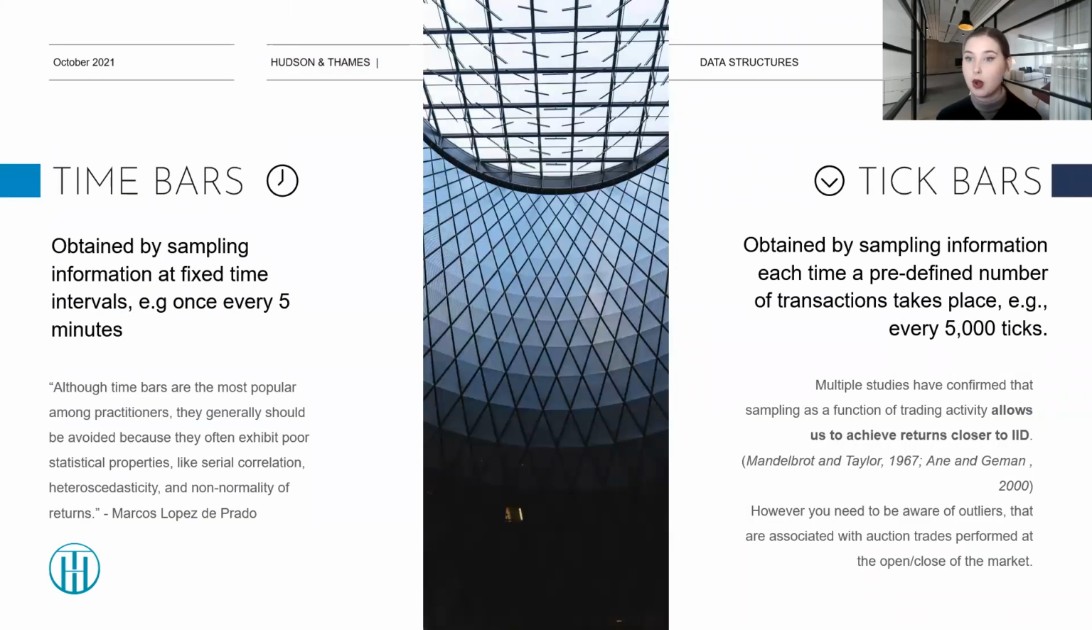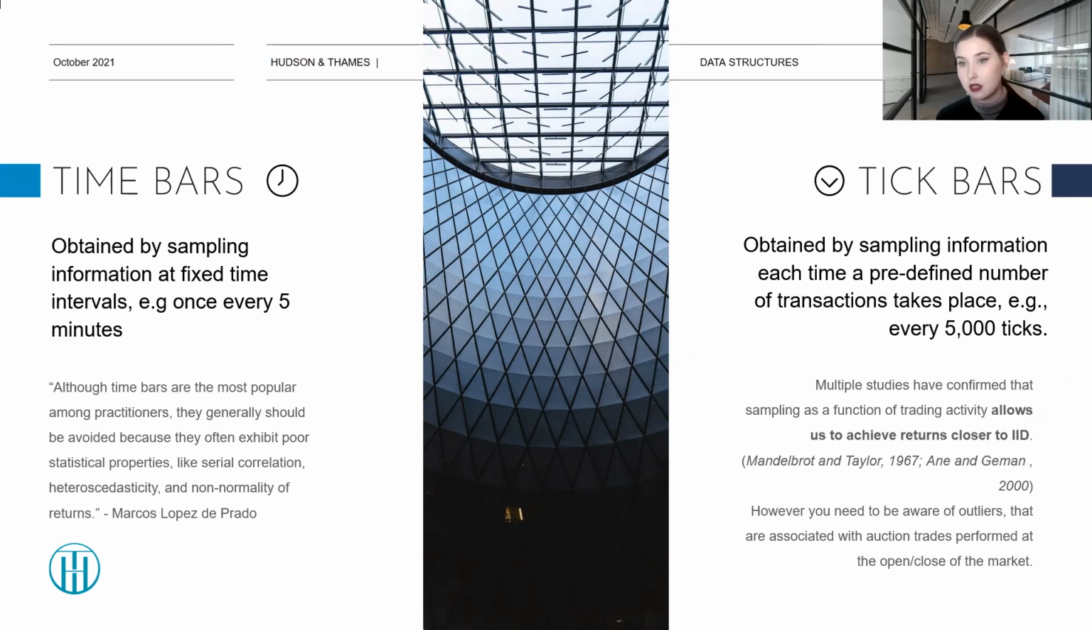Standard bars are most commonly used in the field, and among those, the most popular would be the time bars, also the more easily accessible for people's understanding. They are obtained by sampling information at fixed time intervals, for example, every 5 minutes or every minute, if you wish to do so. However, to quote Marcos Lopez de Prado again, although time bars are the most popular among practitioners, they generally should be avoided because they often exhibit poor statistical properties like serial correlation, heteroscedasticity, and non-normality of returns, which is less than ideal in case of machine learning algorithms.